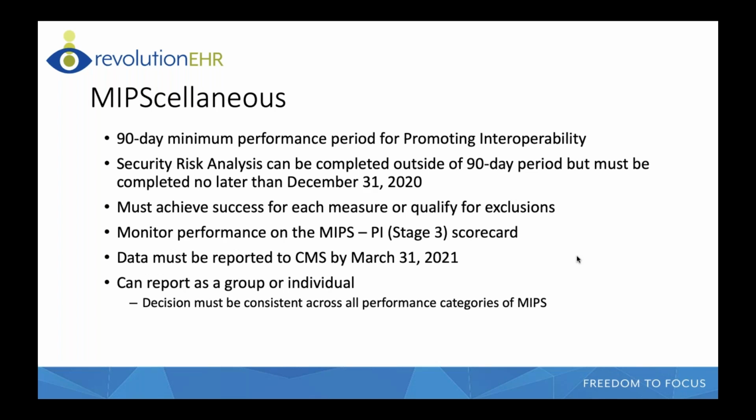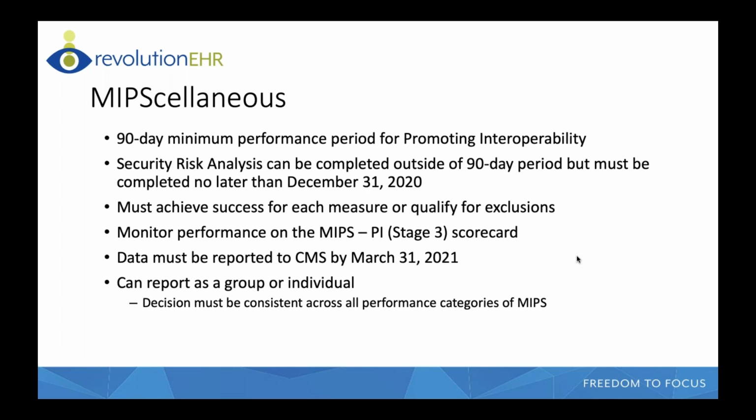90-day performance period in this category again. Remember, you have to do a security risk analysis if you want to score in this category, but that process can be completed at any point during the year as long as it's done by December 31st. You must achieve success for each measure or qualify for an exclusion. You can monitor your performance on the MIPS PI Stage 3 scorecard that we've illustrated a couple times.